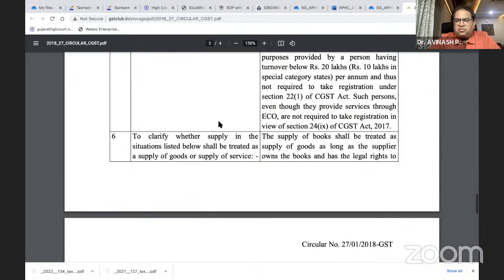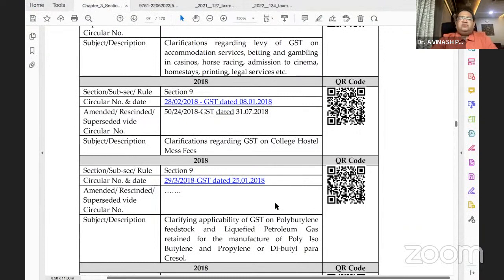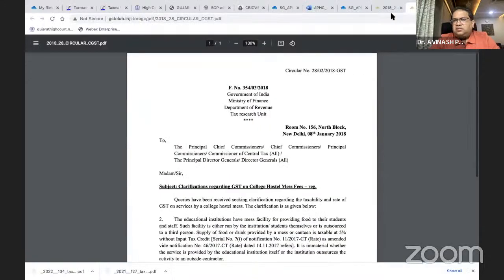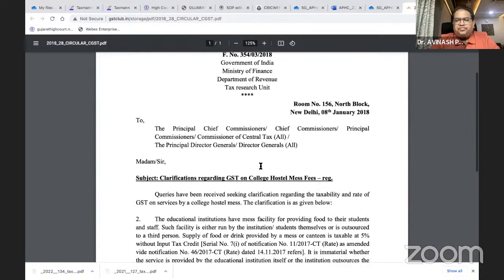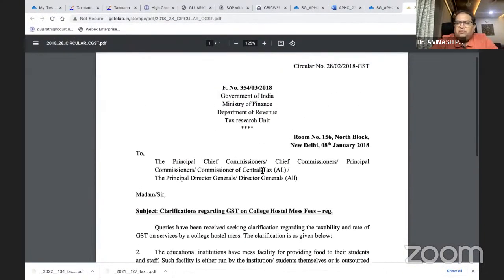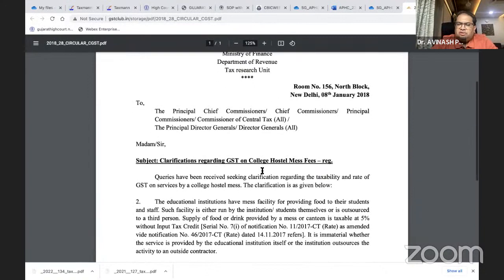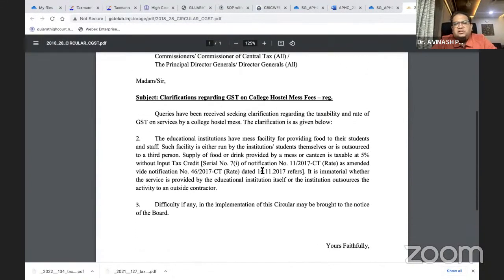Moving further, next is circular number 28 of 2018. It gives clarifications with regard to GST on college hostel mess fees. Let me open the file and share it; the file is on your screen. Circular number 28, dated 8th January 2018. Clarification regarding GST on college hostel mess fees.